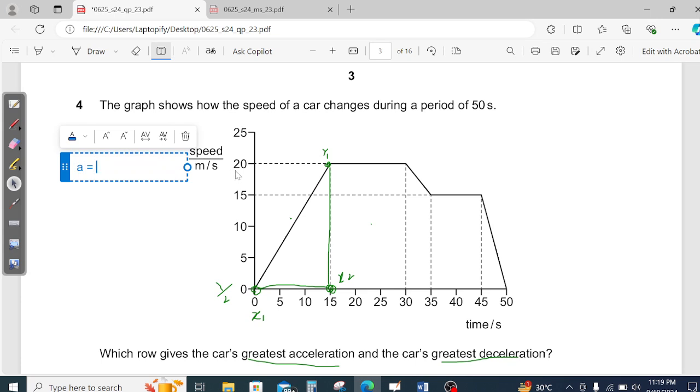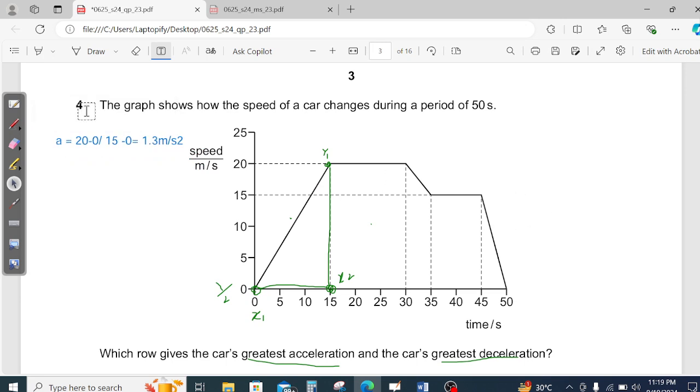So put the values in the formula, you will get acceleration. The value of y2 is 20 minus the value of y1 is 0, divided by x2 is 15 minus x1 is 0. So you will get 20 divided by 15, 1.3 meter per second square. Okay, this will be your answer.